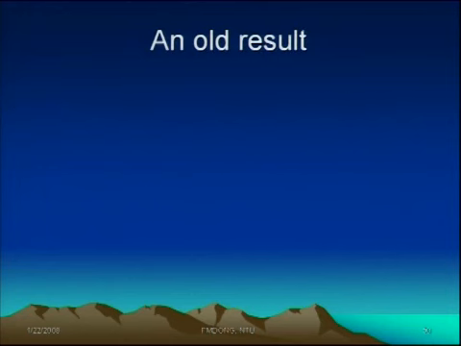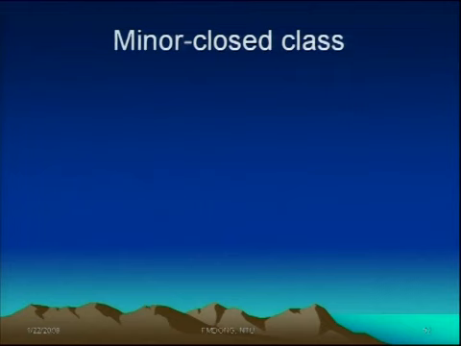I don't have much time, so I show you just one slide, one interesting result about the minor closed class. That's the last one. I don't want to say anymore.